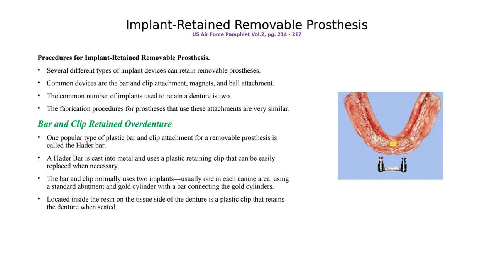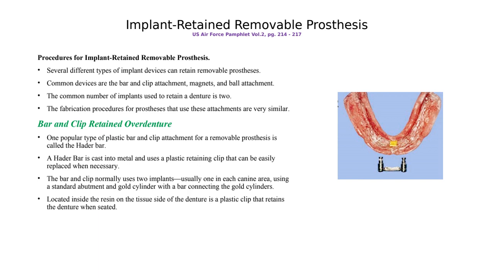So one popular type of plastic bar and clip attachment for removable prosthesis is called the Hader bar. A Hader bar is cast into a metal and uses a plastic retaining clip that can be easily replaced when necessary. The bar and clip normally uses two implants, usually in the canine areas, using a standard abutment, a gold cylinder with a bar connected to the gold cylinders.